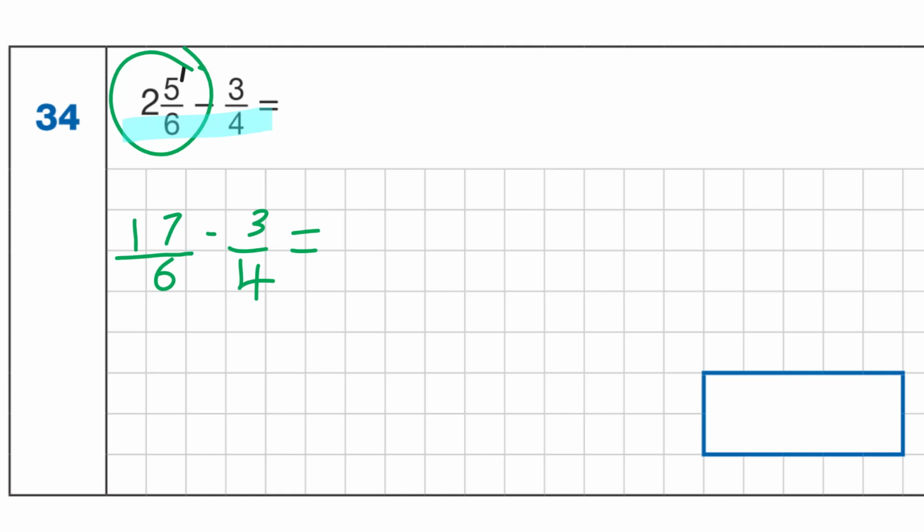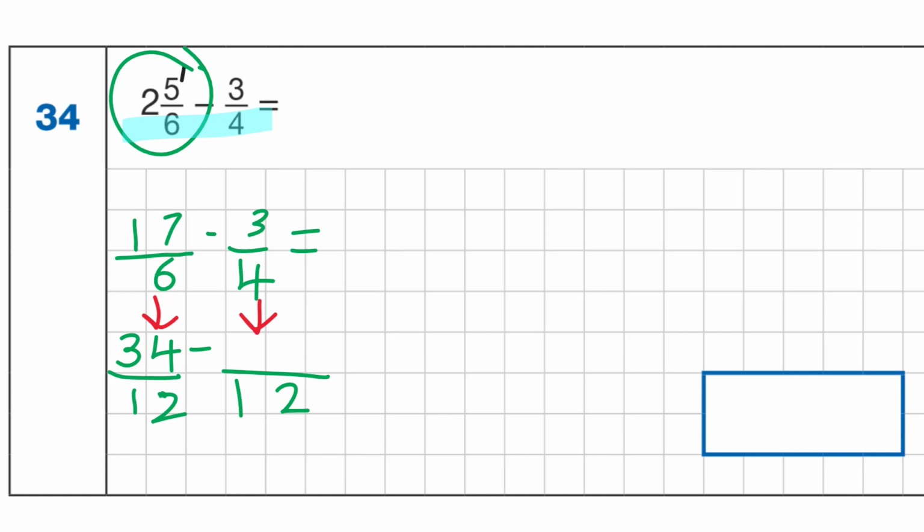Now you might multiply 6 by 4 and make both of these 24, but I can see there's a smaller common multiple, which is 12. So you could change both these fractions to 24, but I'm going to change them both to 12. So I'm going to rewrite both of them as fractions out of 12. So my 6 needs to double to make 12. So my 17 is going to double to make 34. So 17/6 is the same as 34/12.